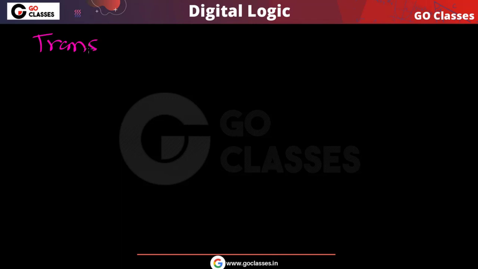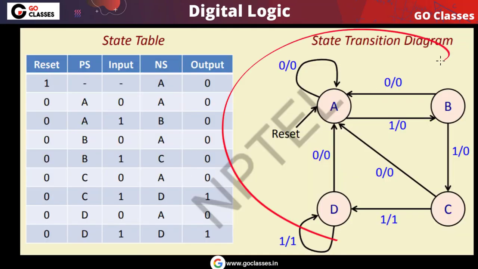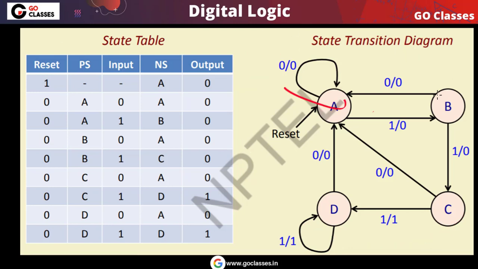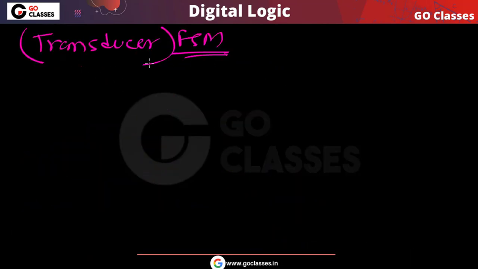Now similarly, the transducer. Okay, so what we need to study is the transducer, the finite state machine. Similarly, this finite state machine also has some set of states. This finite state machine we have already seen in the last class. You can notice that you have some set of states. This is a state, this is a state, this is a state, this is a state. So four states we have. We have a set of states, and we have an initial state. When you reset your system, you go to the initial state. So there is an initial state.